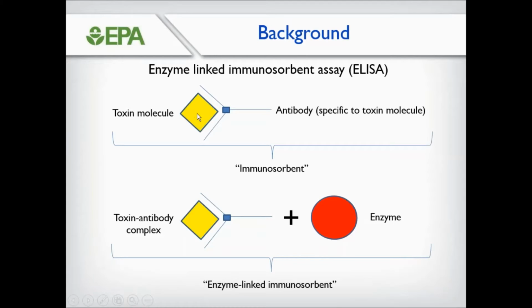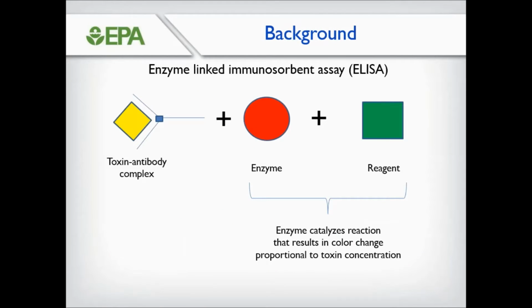And if we take a toxin molecule, which is the yellow diamond, the assay takes advantage of antibodies that are specific in shape to the toxin molecule. And these antibodies attach to the toxin molecule, and this is the part that's the immunosorbent part. And then that toxin and antibody complex, if we move down to the bottom of the slide, is then conjugated with an enzyme, which is the red circle. And this is where we get the enzyme-linked immunosorbent part.